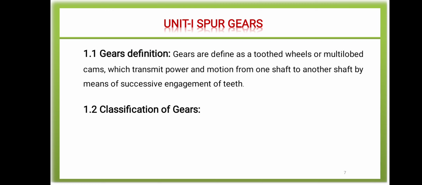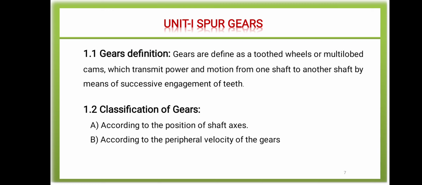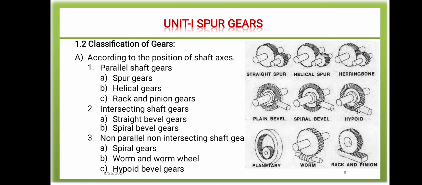Next point is classification. Classification is based on a few factors. First is the position of the shaft axis. Second is the peripheral velocity of the gears. Third is the meshing of gears, whether it is internal meshing or external meshing. The first point is according to the position of the shaft axis. The first position is parallel, the second is intersecting, and the third is non-parallel, non-intersecting.